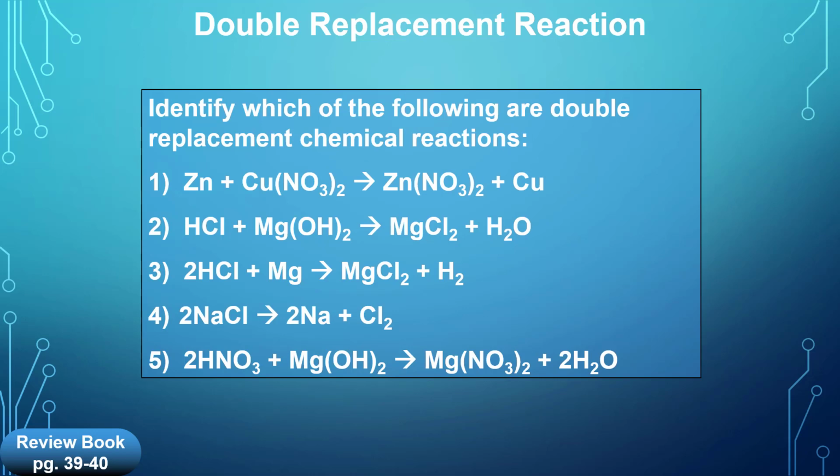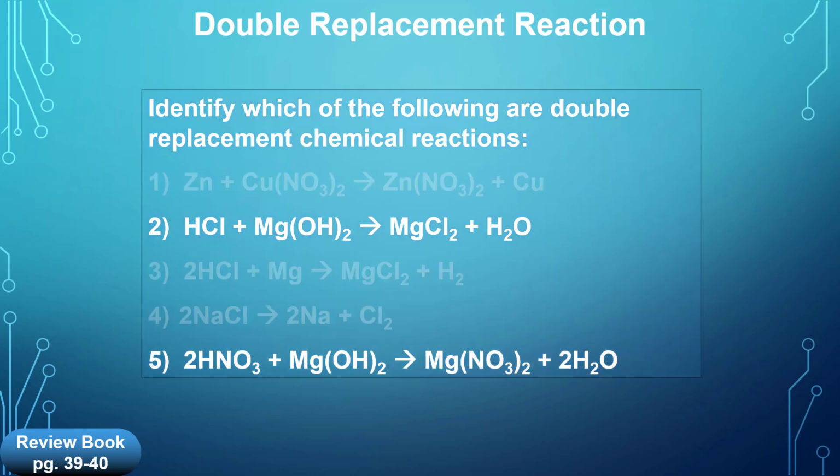Okay, so here is some practice for you. Decide what it is. If you said these, you would be right. So hydrogen is switching places with magnesium in the first one. And in the second one, it's doing the same thing. It's hydrogen and magnesium switching places. So those are the 4 main types of chemical reactions.